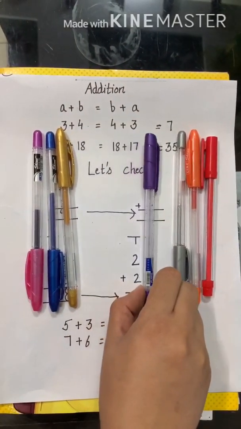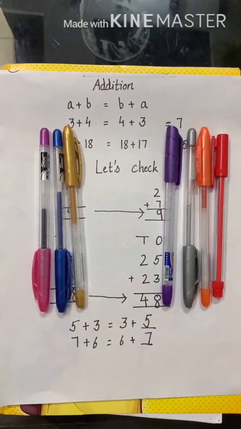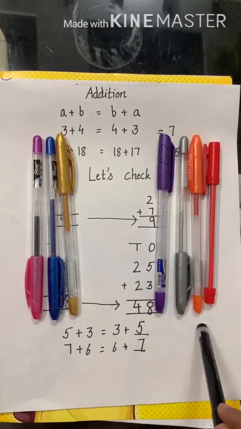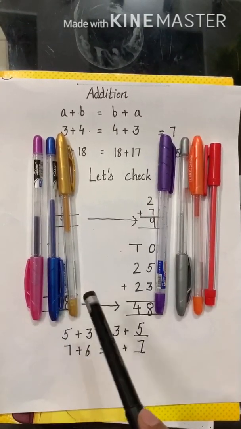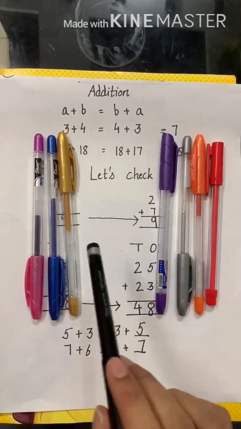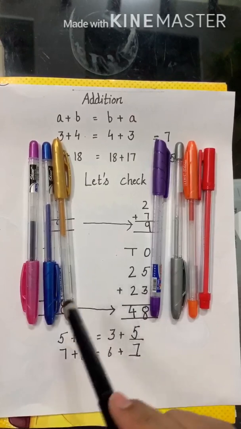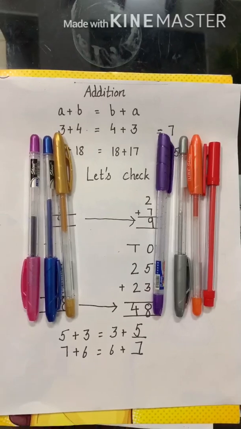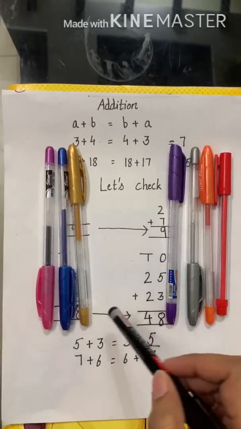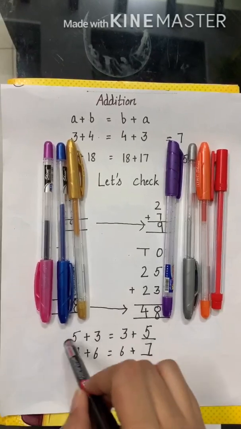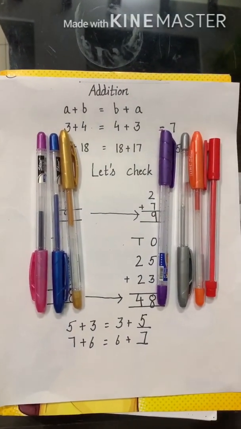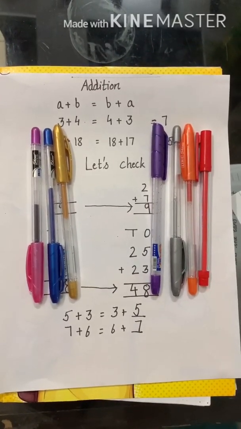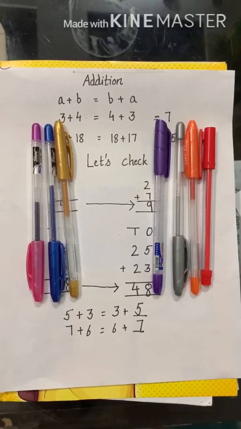What if I shift 1 pen here? Now on the left hand side they are 3 in number and on the right hand side they are 4 in number. I have reversed the digits. 3 and 4 this time. So what's going to be my answer this time? 1, 2, 3, 4, 5, 6, 7. I'm getting the same answer, right? So this is called commutative. That means the numbers are commutative under addition. That means if we change their places, there will not be any change in the answer.